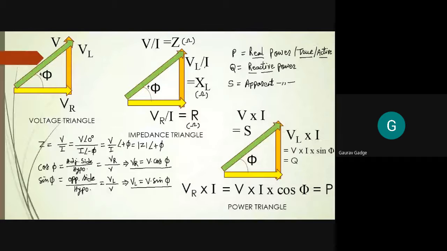What is P? P is real power, true power, active power. The power that reacts against the active power is reactive power. And the power that appears is apparent power. Okay, that's all for the first type of load, that is RL.